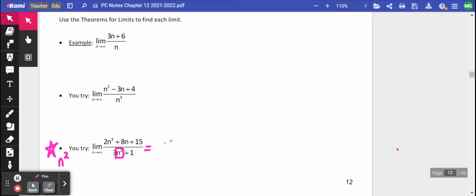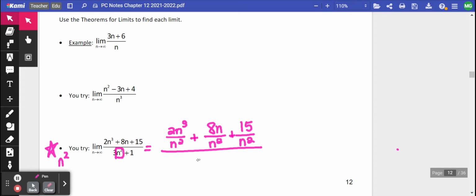So here's what we do. We say 2n cubed divided by n squared plus 8n divided by n squared plus 15 divided by n squared. And then we also do it to the denominator, so 3n squared divided by n squared plus 1 divided by n squared.